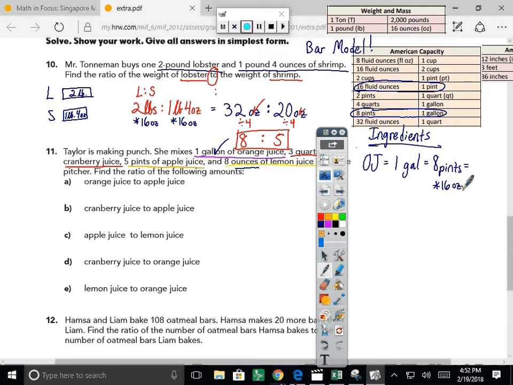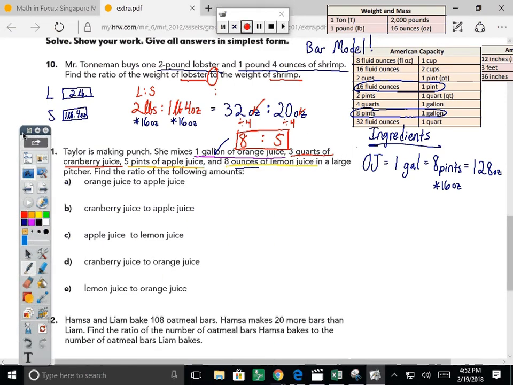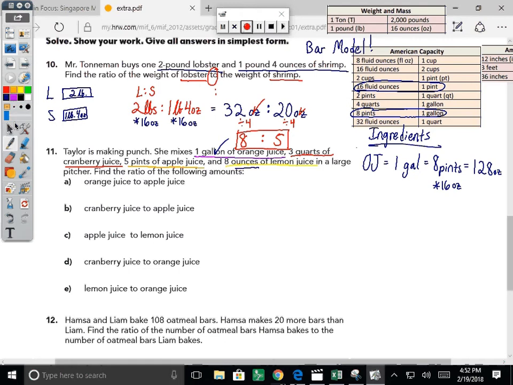Well, I could think this in my head real quickly. I know 8 times 10 is 80, and 8 times 6, 6 times 8 is 48. So I have 80 plus 48. Looks like I'm going to get 128 ounces. Whew, done with orange juice. That was a challenge. Next, we're going to grab the next ingredient from our story problem.